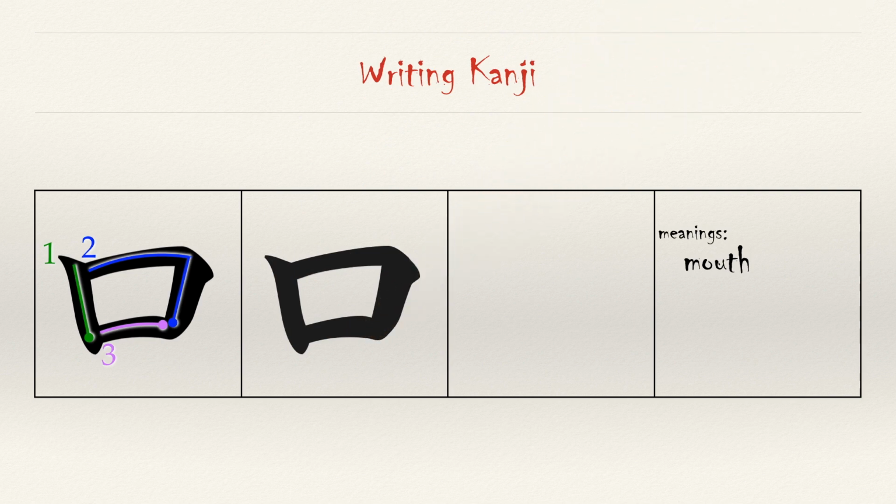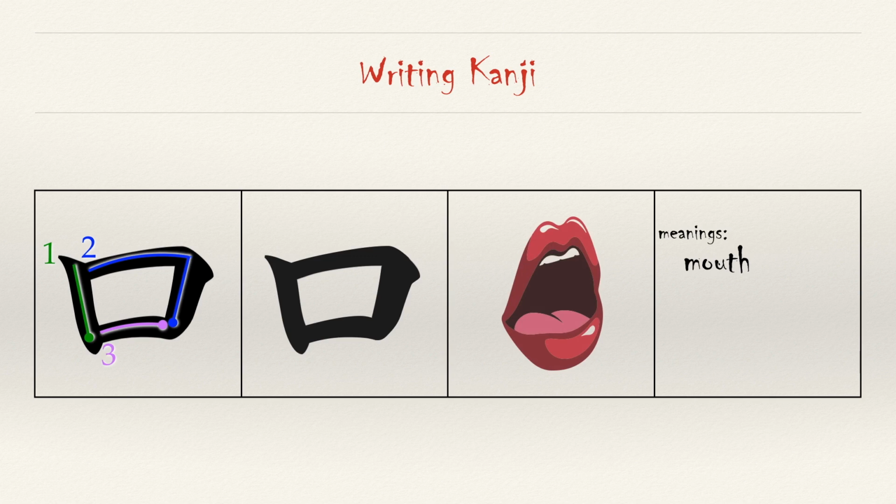This character started as an open mouth for speaking and eating. The on readings are ko and ku. The kun reading, which is what we will be using this unit, is kuchi.